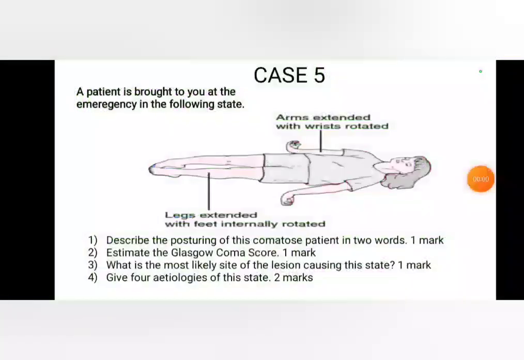Thanks very much. Hello, this question is case number 5. Here you have a patient that is brought to you at the emergency in the following state. The arm is extended, the wrist is rotated outward, and the legs are extended. They say describe this posture.